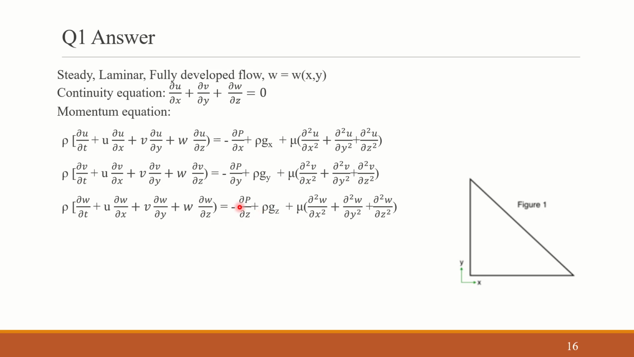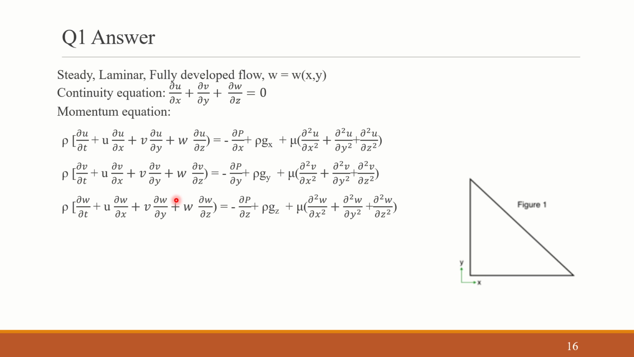And second one, it is rho into dou v by dou t plus u into dou v by dou x plus v into dou v by dou y plus w into dou v by dou z equal to minus dou p by dou y plus rho gy plus mu into dou square v by dou x square plus dou square v by dou y square plus dou square v by dou z square.